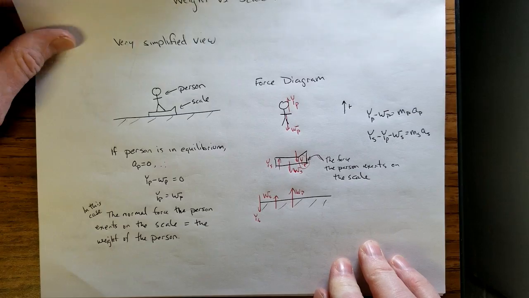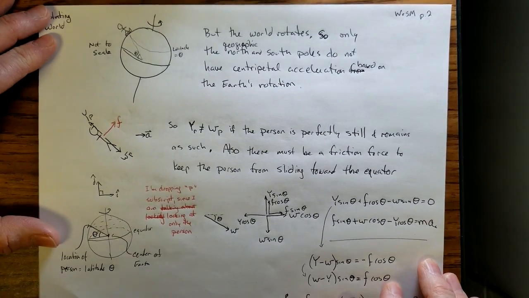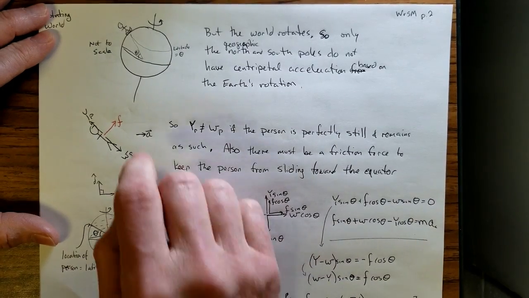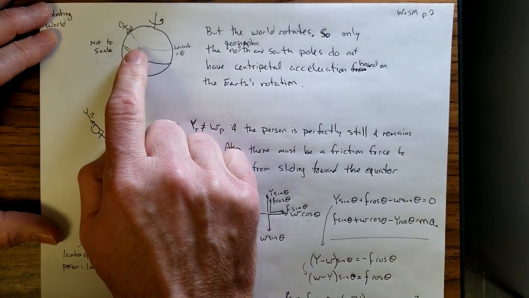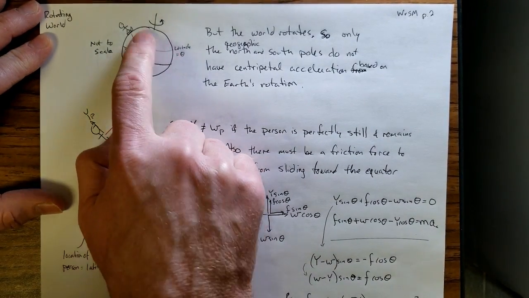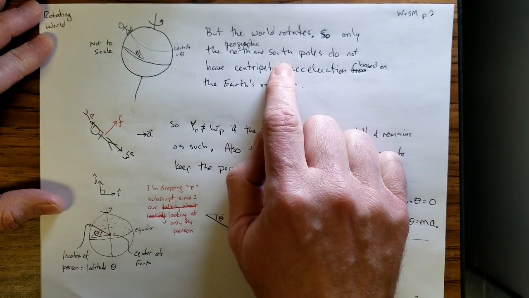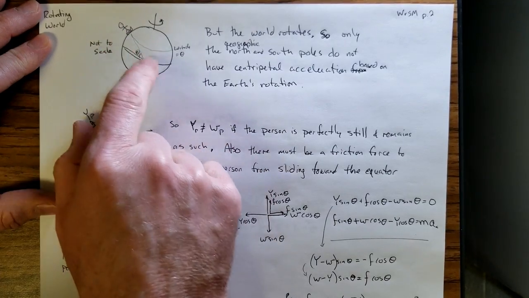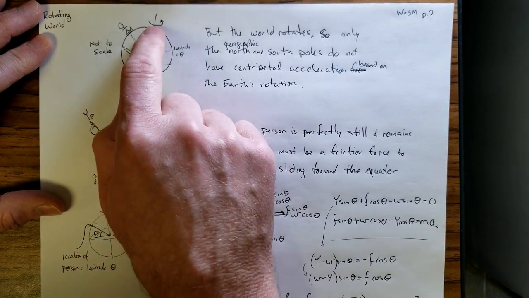However, let's bring a little bit more reality into it. One of the comments that I made on the previous page was that we had a flat Earth, but we don't have a flat Earth. Not only is it round, but it is rotating about some axis here. So the only places where you would not have to deal with this centripetal acceleration, because we are traveling in a circle, is at the poles.